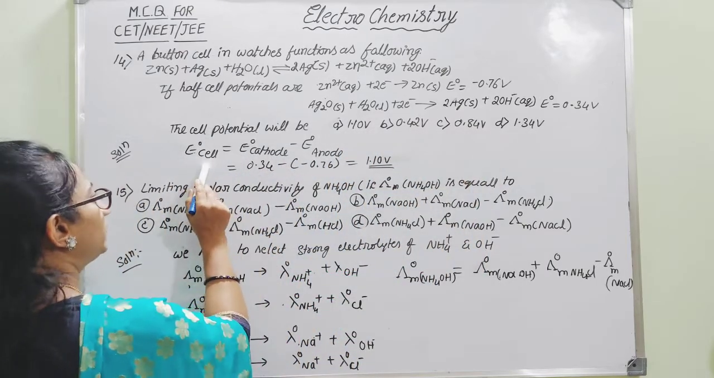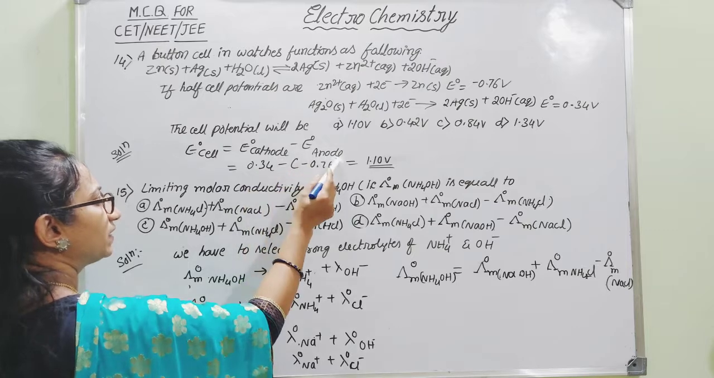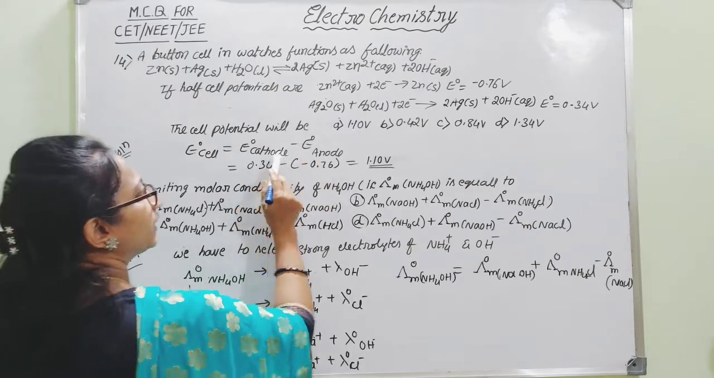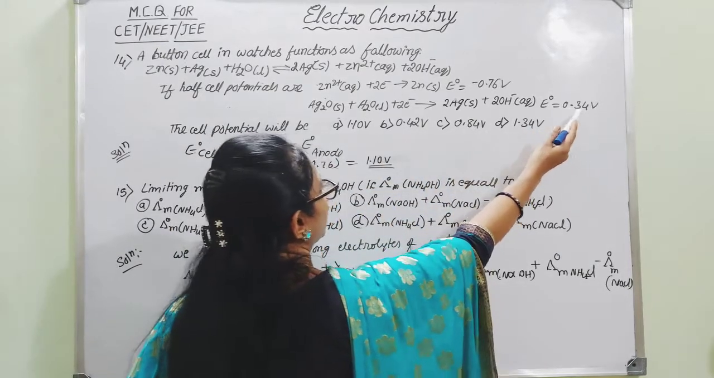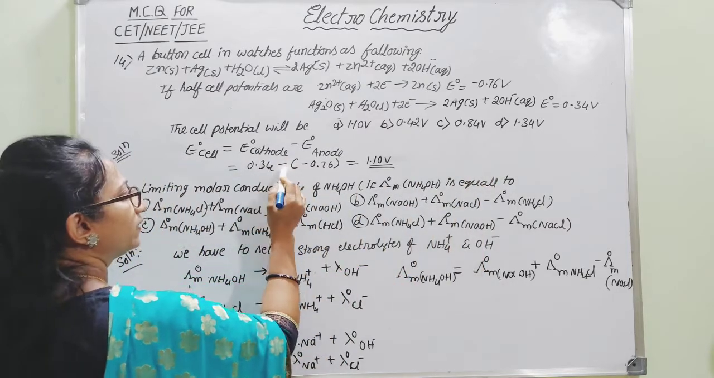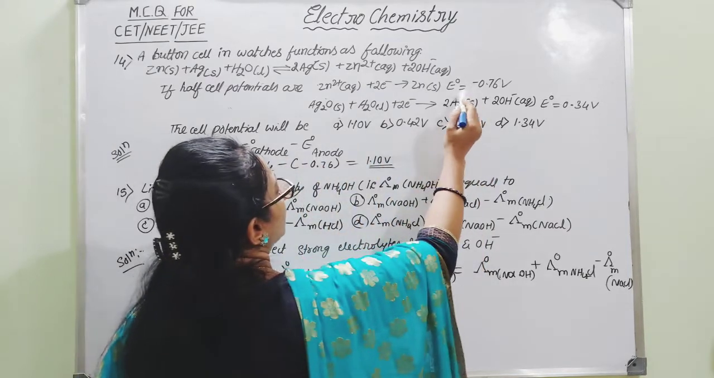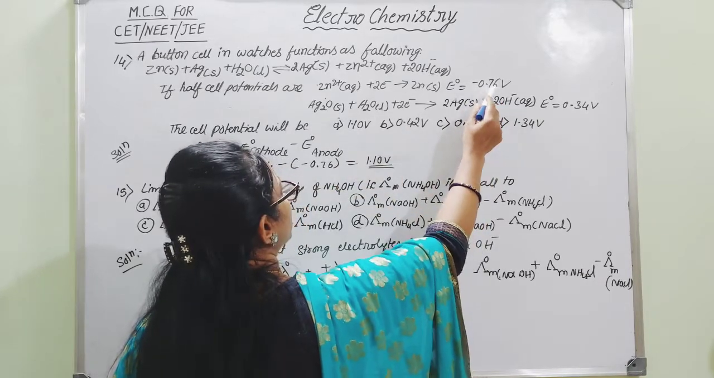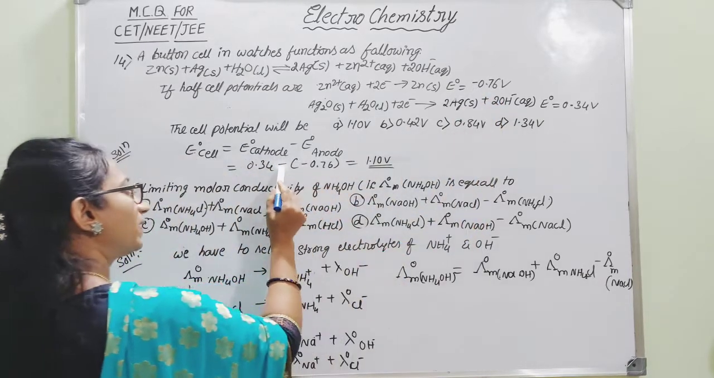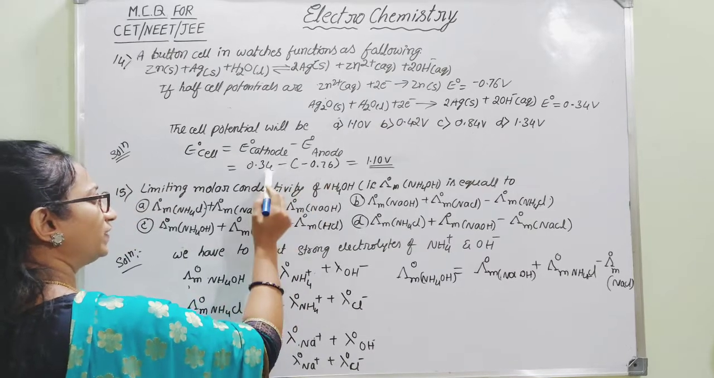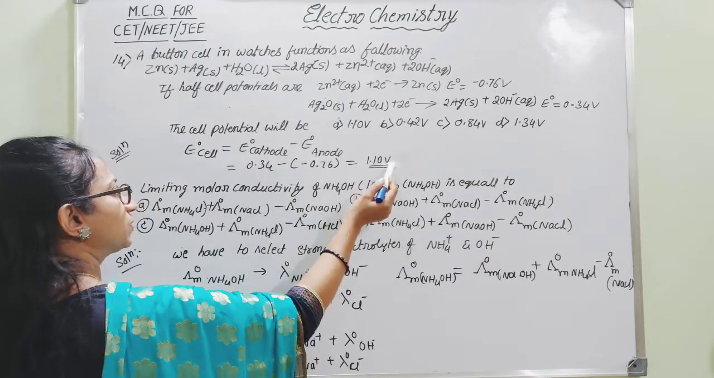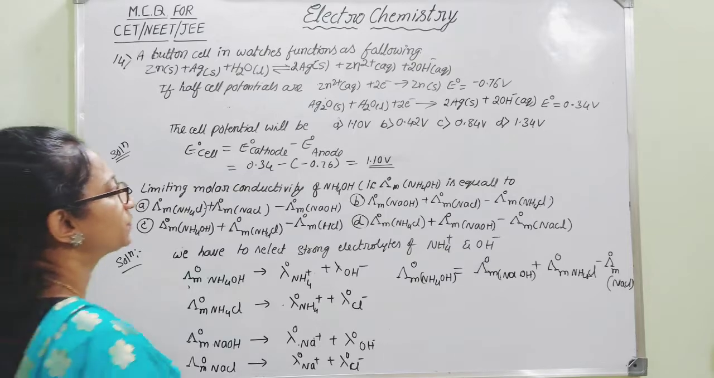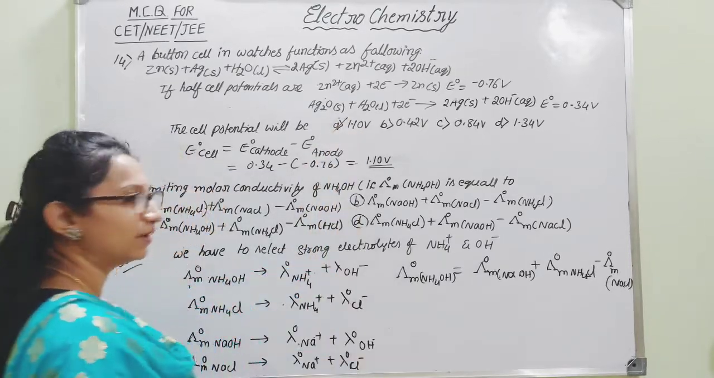Therefore, E naught cell will be equal to E naught of cathode minus E naught of anode. What is the E naught value of the cathode? They have given the potential as 0.34. What is the E naught value for the anodic reaction? That is 0.76, but it is minus. Minus into minus will become plus. Therefore, if you add these two, you will get 1.10 volts. So which is the right option? Option A is the right option.